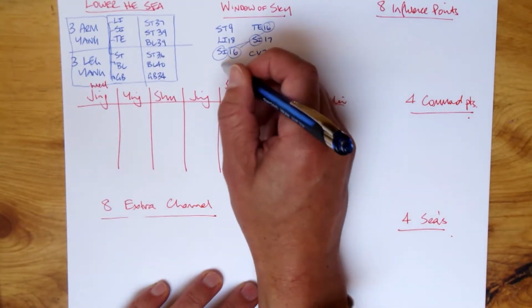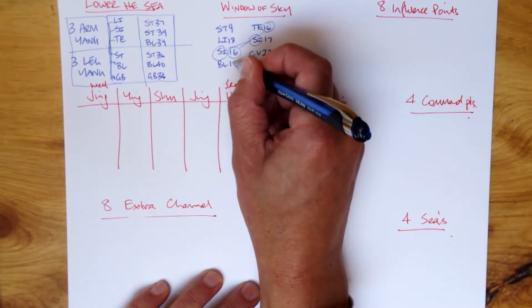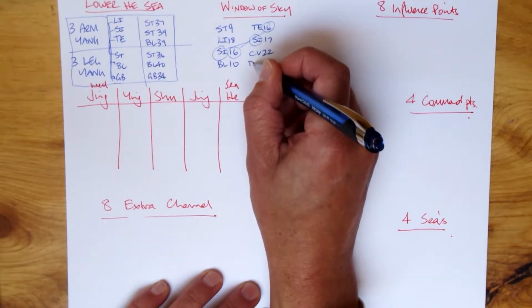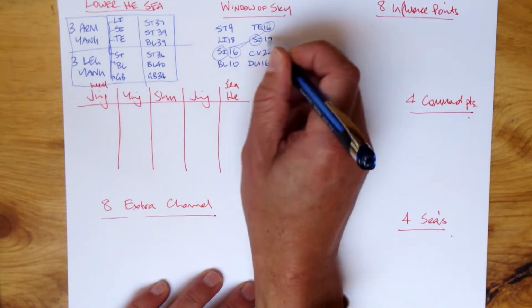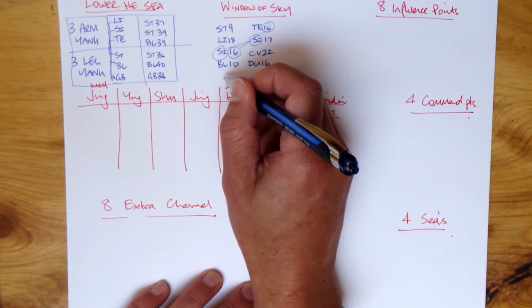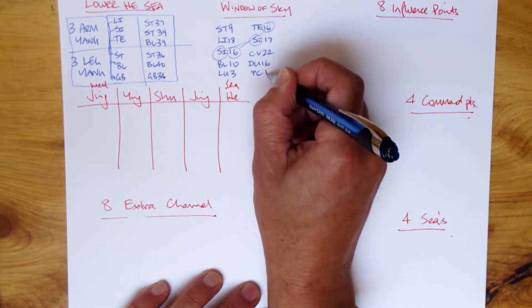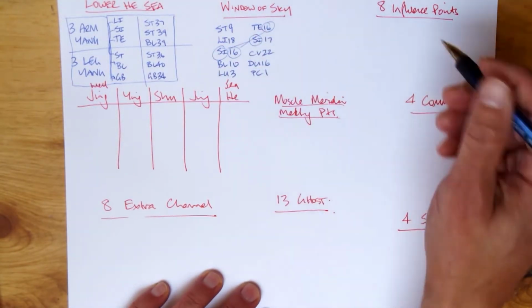Almost all of them are around the neck, and even this one here, Bladder 10, behind in the back, and Du 16 right at the base of the occiput. So these are more, you can use a kind of logic here. The last ones you have to remember, Lung 3 and Pericardium 1, they're the unusual ones. So you write those out.